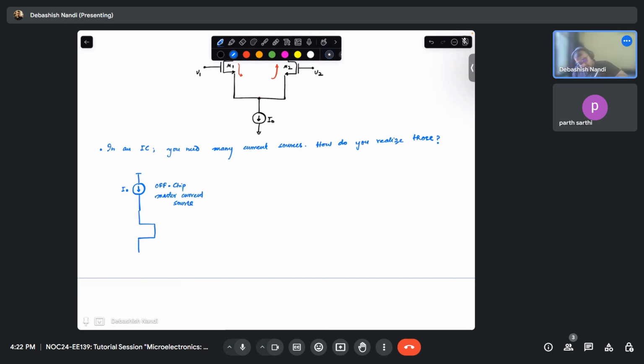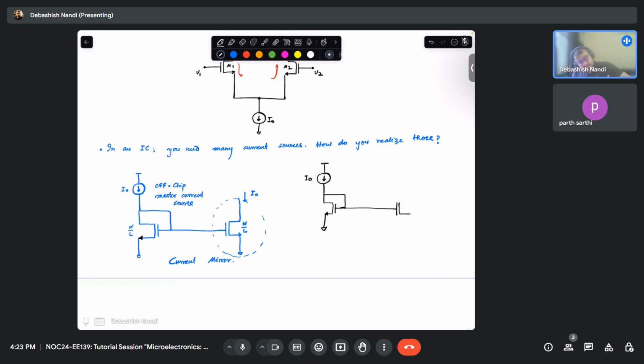So if I look into this terminal, and if the W by L of this and these are matched, I can get an I0 here. This is your current mirror, right? In many cases, your differential amplifier will start looking like this. This will be your master current source, and then this is your V1 and this is your V2. On top of that, we will discuss now.